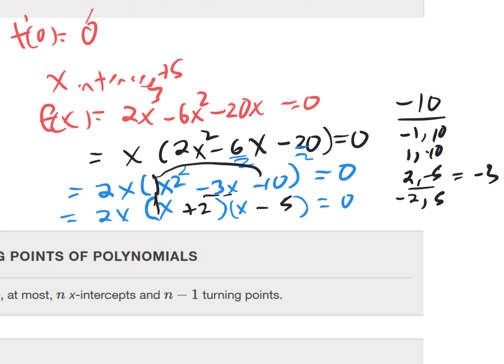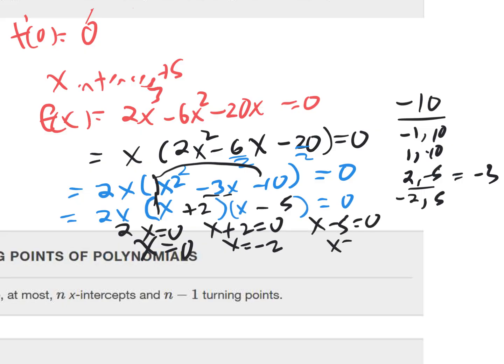Now I have it all factored. So I know for a fact that 2x could be 0, meaning x is 0. I have x plus 2 could be 0. That means x is a negative 2. I have x minus 5 that could be 0. That means x could be a 5.